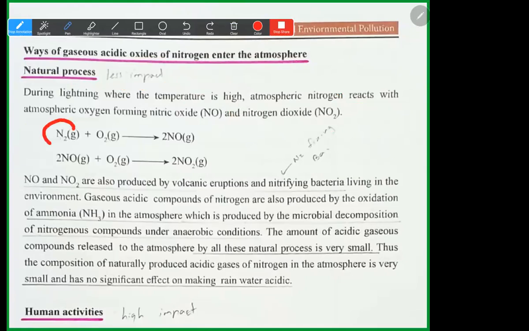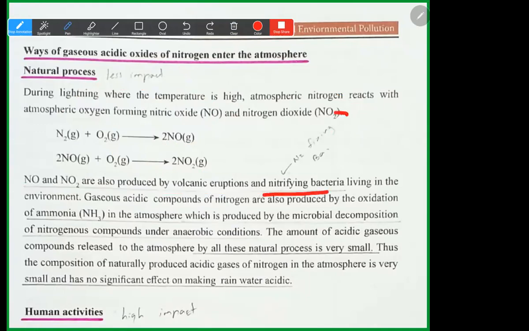Usually nitrogen and oxygen don't react with each other, but during lightning, they are given energy greater than 900, let's say 945 kilojoules per mole, which can break the N triple bond N. Then only can it react with oxygen, or oxidize, to give NO. But NO can easily oxidize with O2 to give NO2. NO and NO2 are also produced by volcanic eruptions and nitrification bacteria.